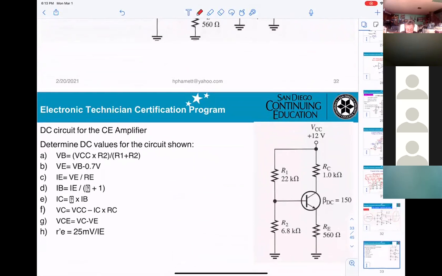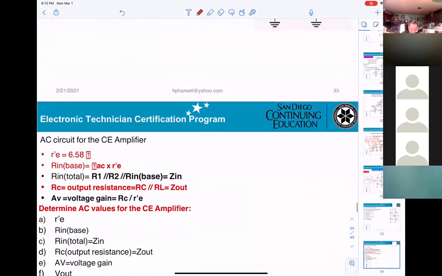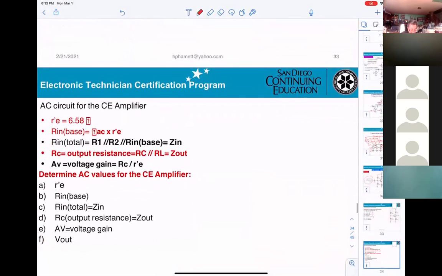And now they give you this DC bias, and they want to calculate the VB, VE, IE, IB, IC, VCC. You already know everything. And also R prime E, 25 millivolts divided by IE. Now, they want to calculate for the CE amplifier. R prime E, we already calculated, it will be 6.58.